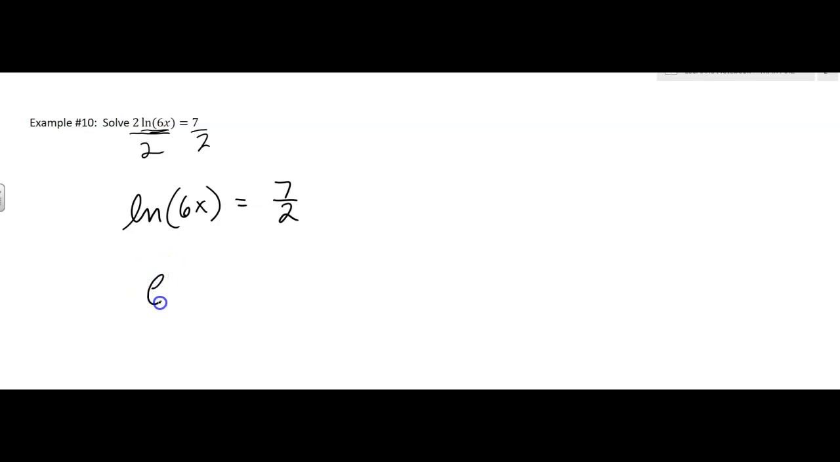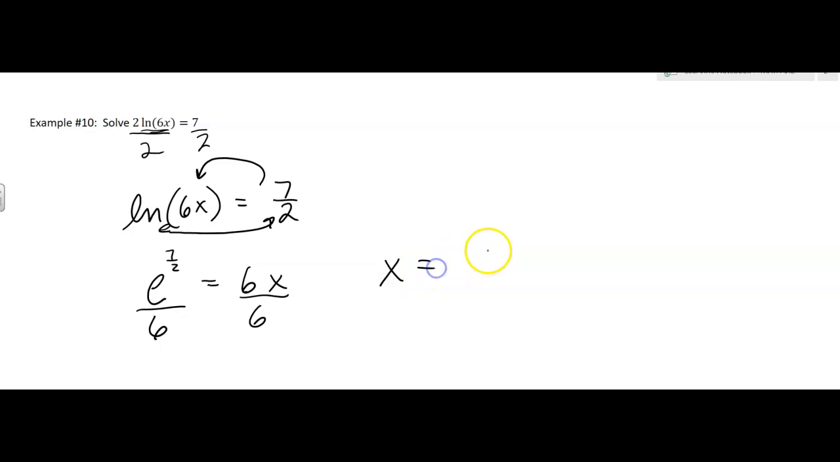So we're going to say e to the 7 over 2. So you start here, get the base, go over here, get the exponent. It's going to equal the argument. This is what we're doing. And now to solve for x, we'll divide both sides by 6. So you can have x equals e to the power of 7 over 2 divided by 6.